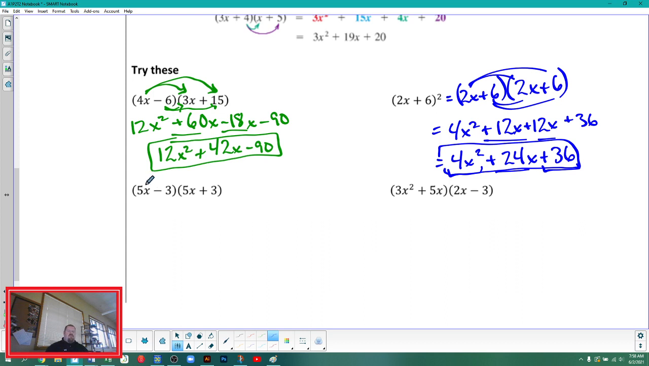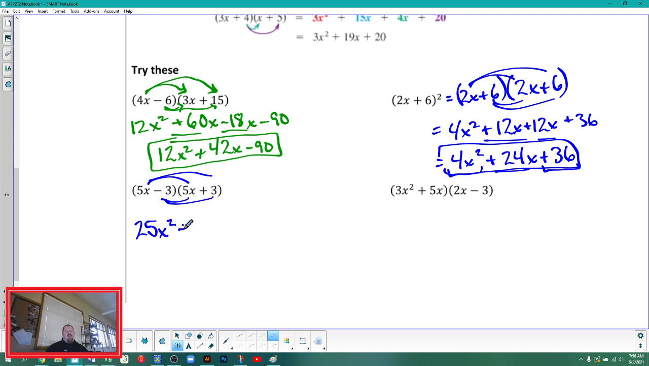Let's look at this one. So I want to FOIL these as well. And something interesting is going to happen on this one because of the similarities and slight difference between these two polynomials. 5x times 5x, 5 times 5 is 25, and x times x is x squared.